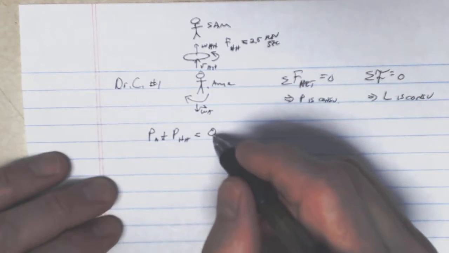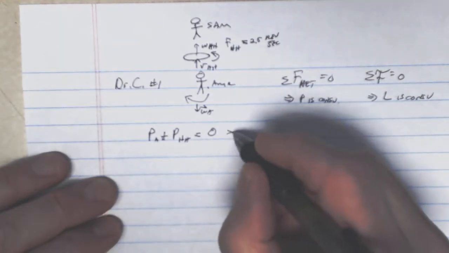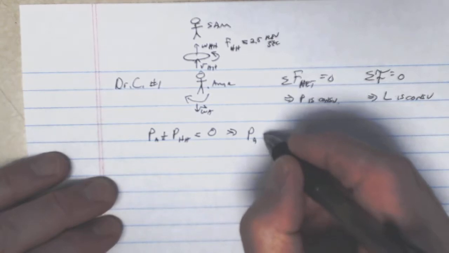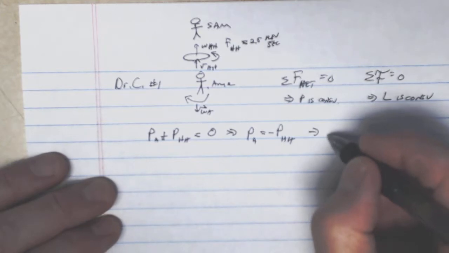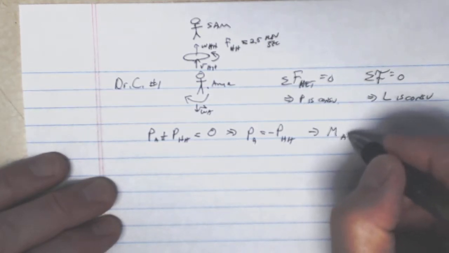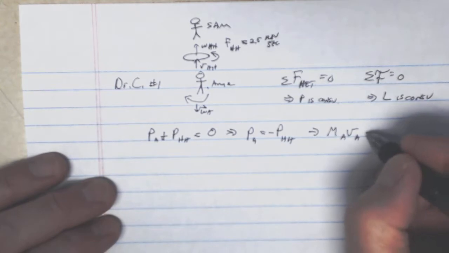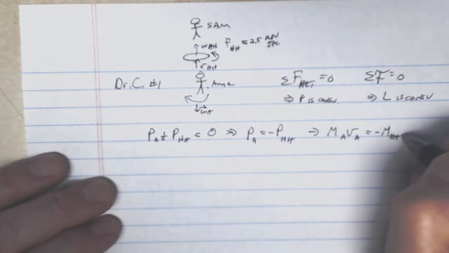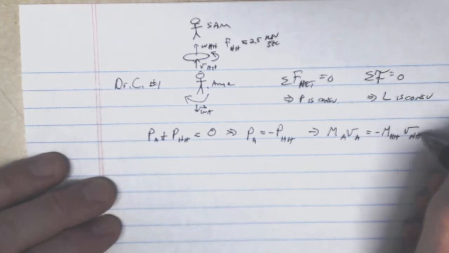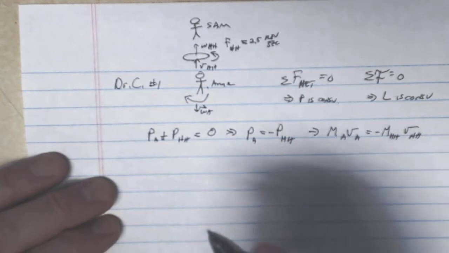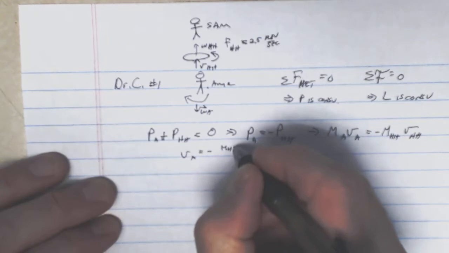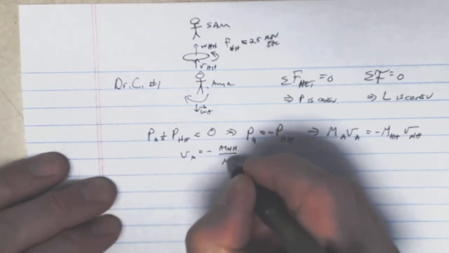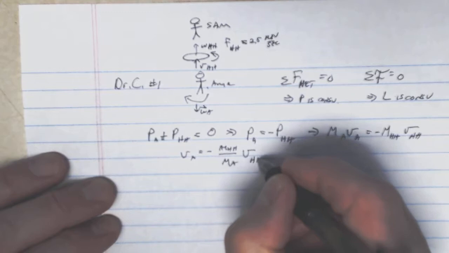So that initial translational momentum is 0, which tells us that the momentum of Anne after she tosses it is just negative the momentum of the hula hoop. And now putting that in terms of the things we were given, the mass of Anne times the velocity of Anne after she throws the hula hoop equals negative the mass of the hula hoop times the velocity of the hula hoop, when you observe it. Just solving for the velocity of Anne, that's equal to negative the mass of the hula hoop divided by the mass of Anne, times the velocity of the hula hoop.